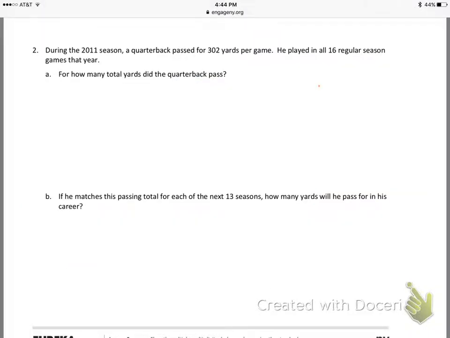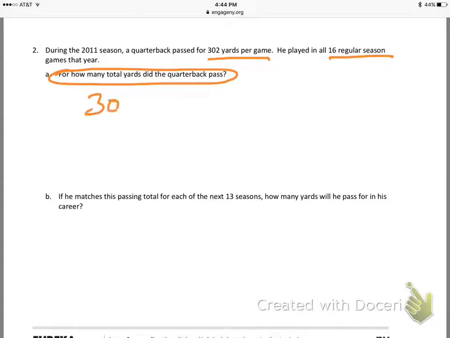Okay, for this next problem, we're looking at football. And that's great because it's football season, and who doesn't love football? So during the 2011 season, a quarterback passed for 302 yards per game. And I think that's important, so I'm going to underline it. He played in all 16 regular season games that year. The question is, for how many total yards did the quarterback pass? So to do this, I'm going to multiply 302 times 16, and that gives me how many total yards he passed for that season.